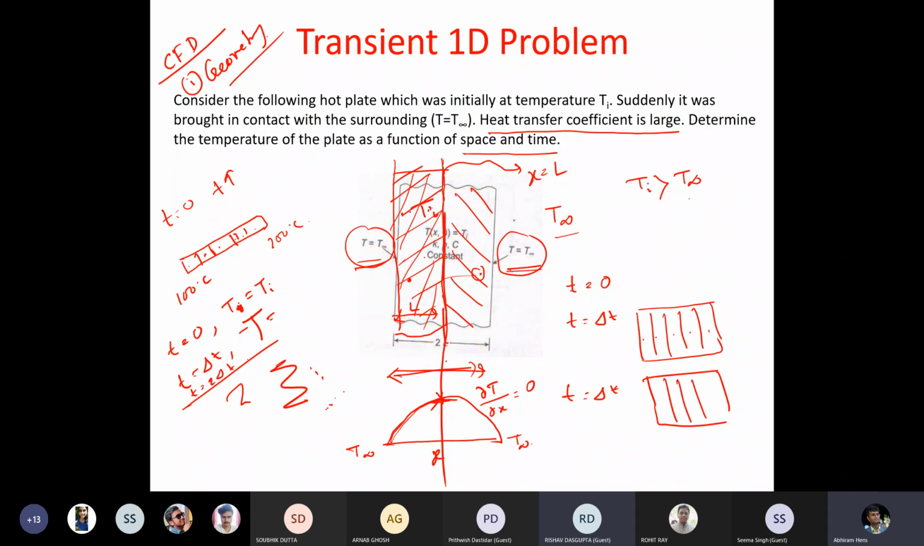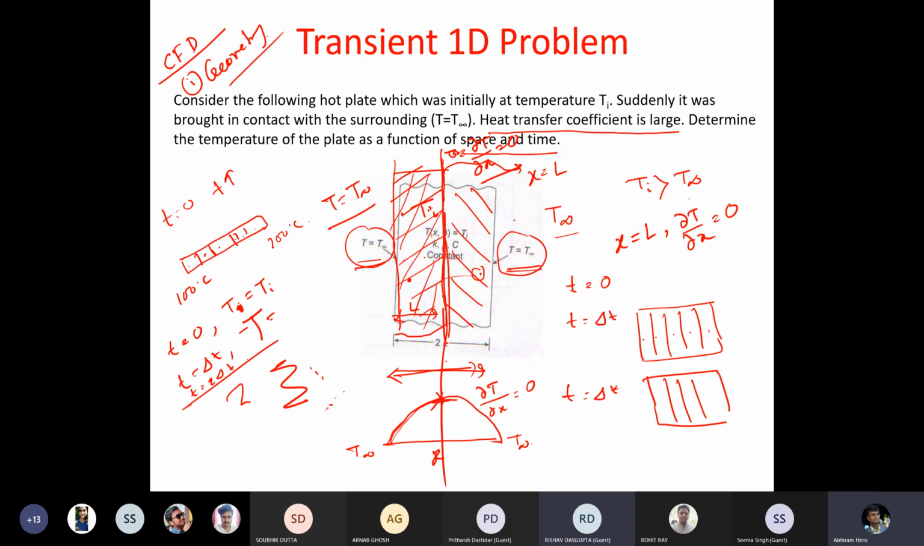Since I am interested in solving only half of the domain, I need a boundary condition here at the central line. So I can say that my extra boundary condition at x equal to L should be delta T by delta X equal to 0. The temperature gradient will be 0, so I can take this boundary condition. Here T is equal to T infinity, which is a Dirichlet boundary condition, and here dT/dx equal to 0 is a Neumann boundary condition.